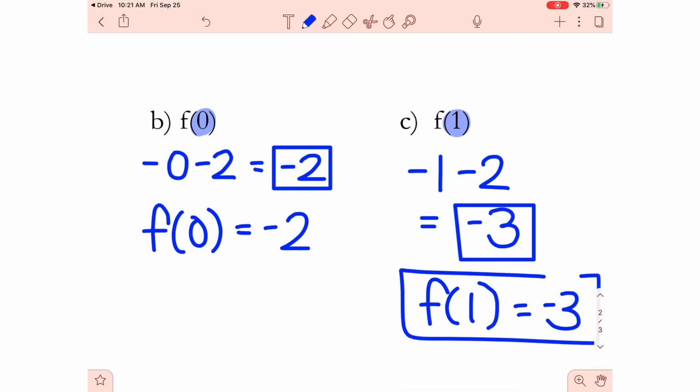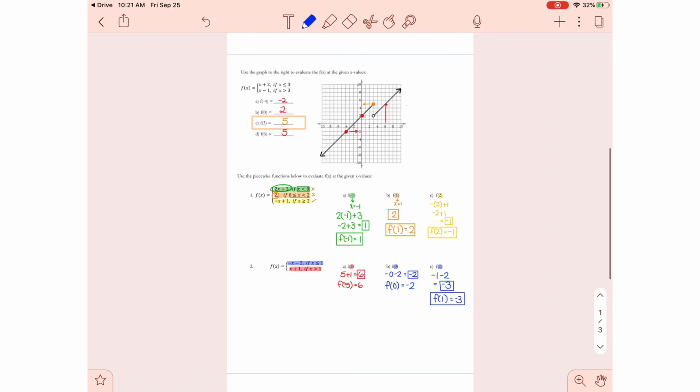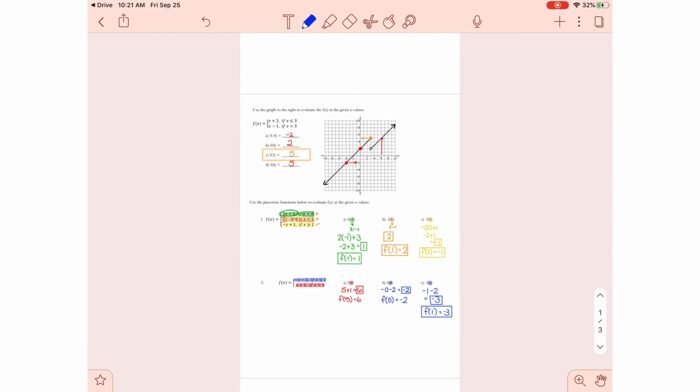So hopefully that makes sense. We will practice in class when I see you guys next. And that is all for piecewise functions.